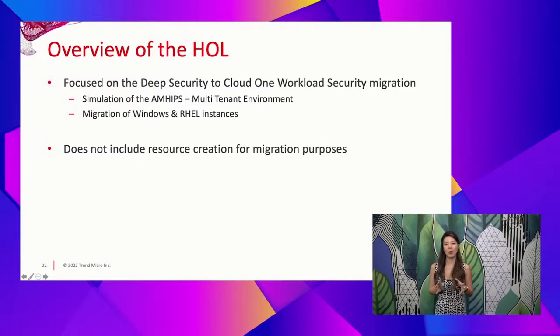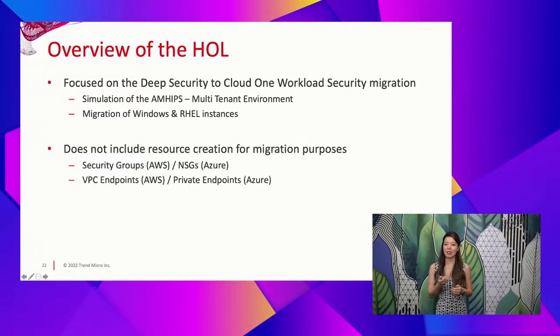The good thing about this whole lab is that you don't have to create any resources in your CSP, so everything has been created for you. All you need to do and focus on is the migration. So things like security groups in AWS, network security groups in Azure, VPC endpoints, private endpoints, EC2 instances, and VMs. All these things have been created for you, and we are assuming that you already know how to do all these things by yourself. So we will be doing that again in the hands-on lab session.